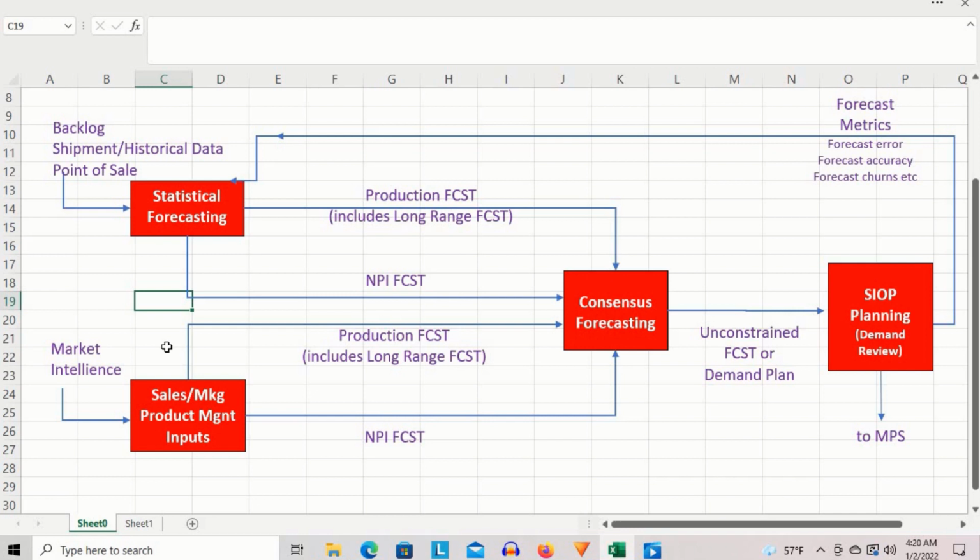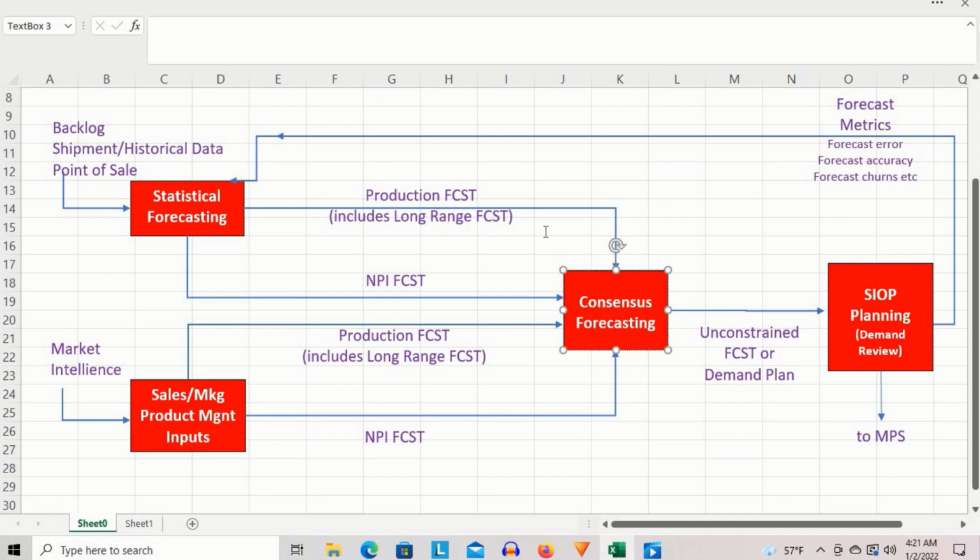So one forecast is coming from demand planners, which we call a statistical forecast, and the other one from sales, marketing, and product management, who are using market intelligence, right? So these two groups have to sit together to develop a single number in a consensus forecast meeting. Before we go there, I'm going to highlight one more thing.